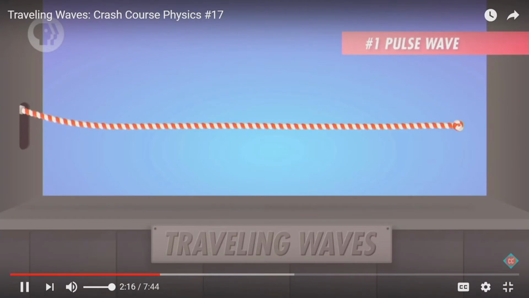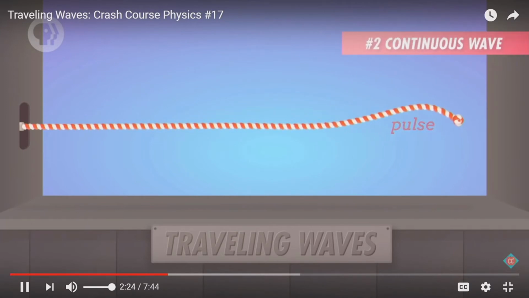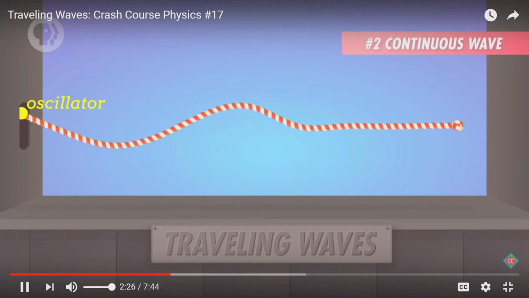A pulse wave is what happens when you move the end of the rope back and forth just one time. One lonely crest travels through the rope. That's the pulse. Then there's the continuous wave, which is what happens when you keep moving the rope back and forth.